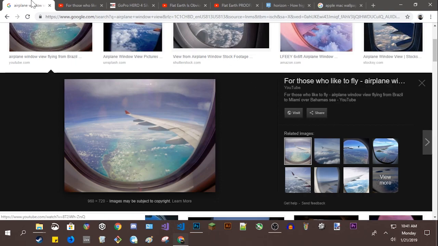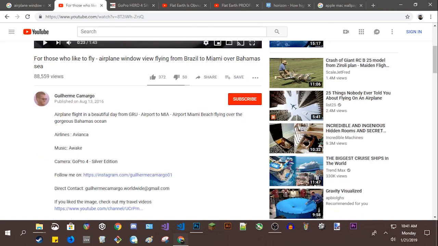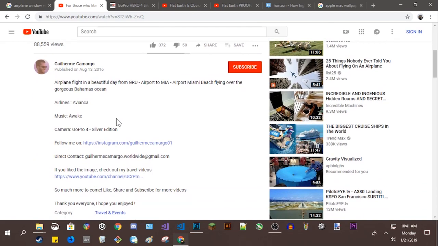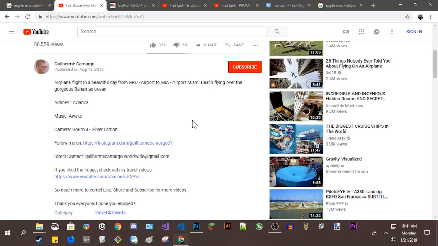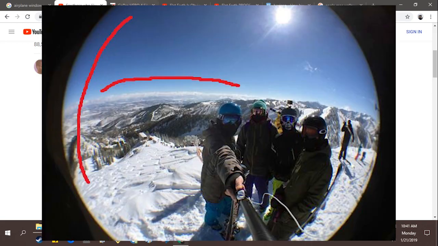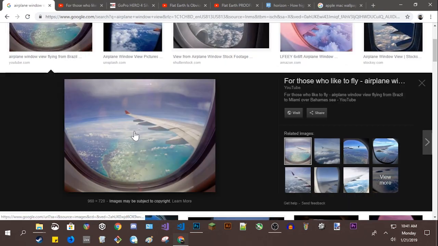But if we check on the YouTube video it's from, and then we go into the description, we see that it's shot on GoPro 4 Silver Edition. And so if you don't already know about GoPros, you know that they have a fisheye lens distort effect, and so that's going to be responsible for the supposed curvature that you're going to see in this image.